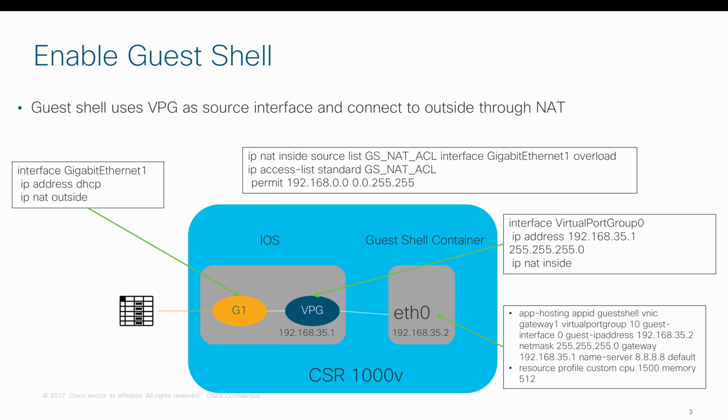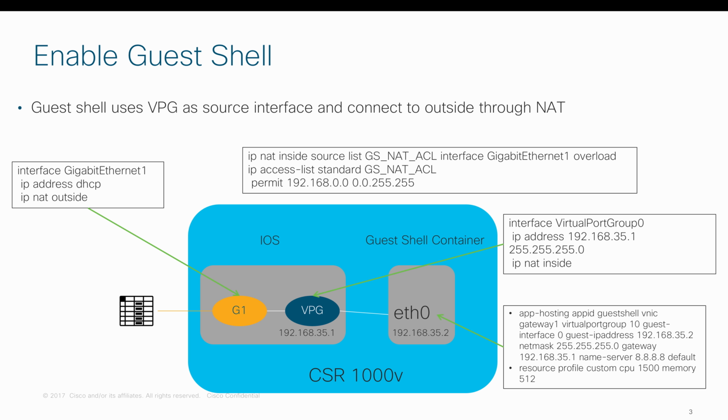So you have to set up a virtual port group 0, or whatever number you want to put there, and set up a local IP, and then you have to set up another IP on your GuestShell container, so they can talk to each other. And because the GuestShell is running in the container, it probably needs to access the internet if you want to install some external CLI or external library. So you need to configure that, which is kind of important.